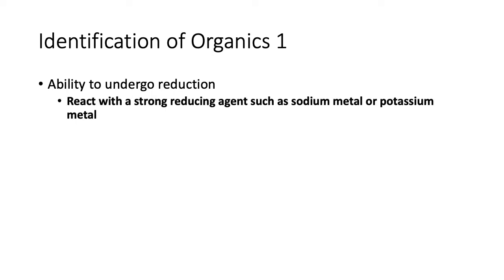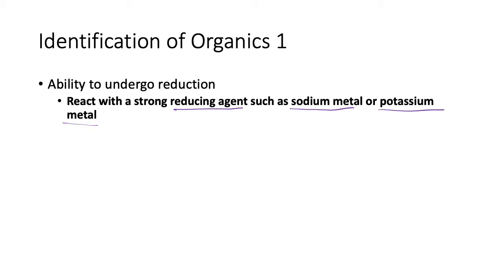So let's start with the first one, ability to undergo reduction. So you need to know what's the chemical test to be able to see whether something will undergo reduction. So what do you do? You add a reducing agent to it. Okay, the typical reducing agents are sodium metal or potassium metal. Okay, and so hopefully you've seen what happens when you add sodium metal or potassium metal to water. It will fizz, it will bubble. Sometimes it can catch on fire and produce a characteristic purple or orange fire.